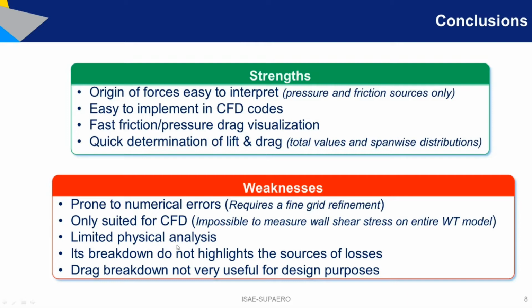And another problem is that its breakdown does not highlight the sources of losses. We will understand that better once we advance with the other methods. Right now, what we can say based on the previous analysis is that we can just link, for example, the lift generation or lift distribution at a given point with the pressure distribution, and that's all. But if you want to go beyond and understand what is generating a given source of drag at a given point, it's quite difficult to know what to modify. And this is better analyzed with other methods, and the others are more powerful for design purposes.